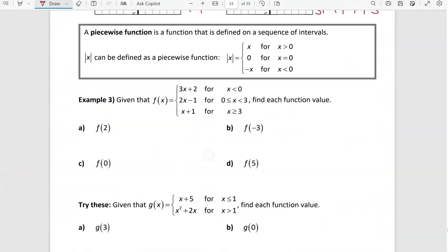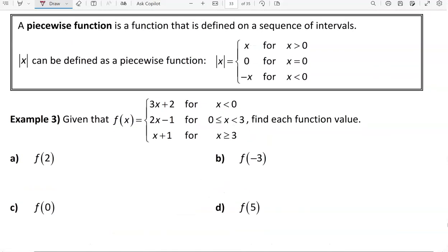All right, the last part of this lesson is about piecewise functions. Piecewise functions are functions that are defined on a sequence of intervals.